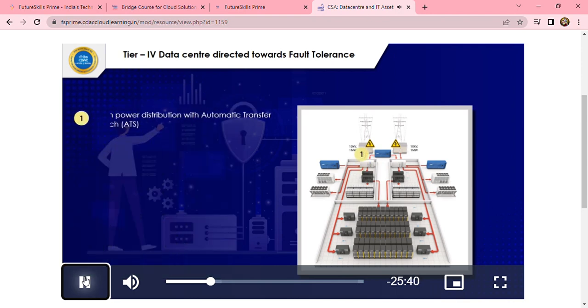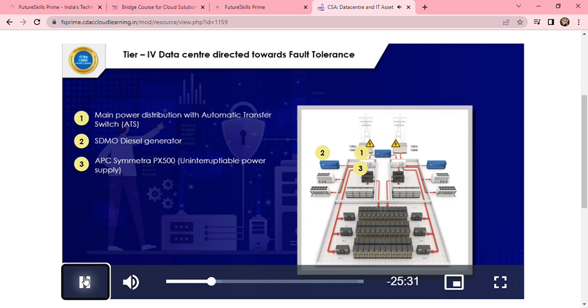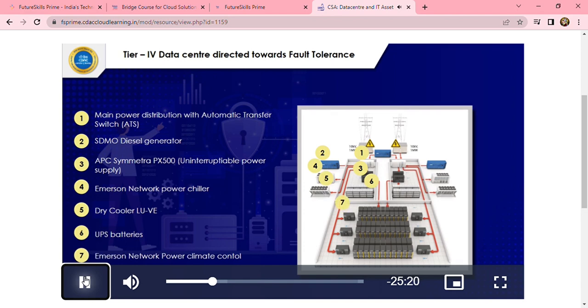Main power distribution with automatic transfer switch, ATS, STMO diesel generator, APC Symmetra PX500 uninterruptible power supply, MSN network power chiller, dry cooler, UPS batteries, MSN network power chiller, server storage, networking equipment.